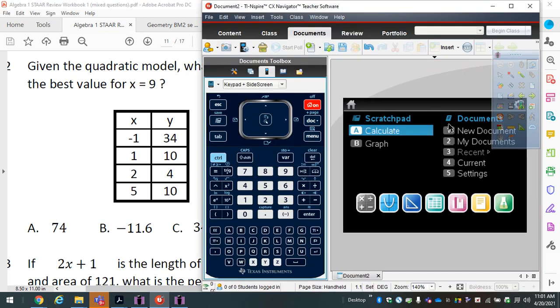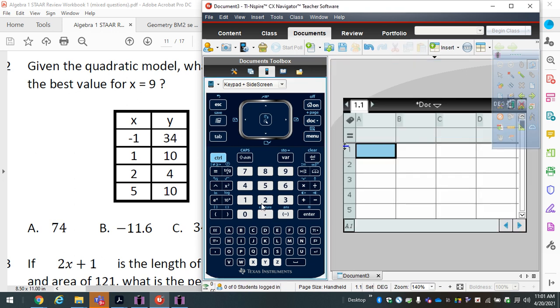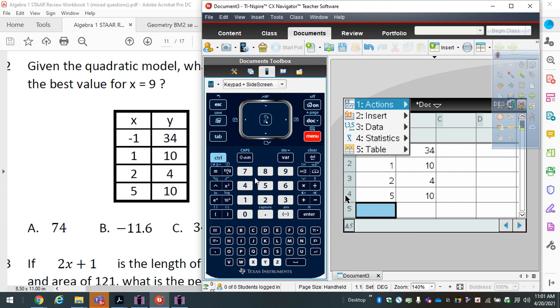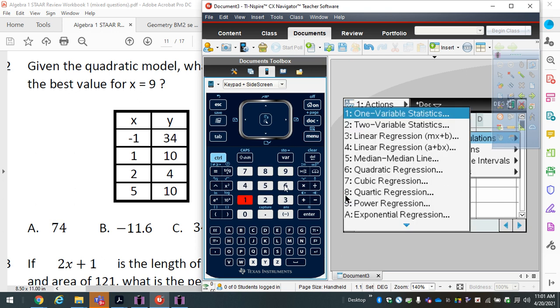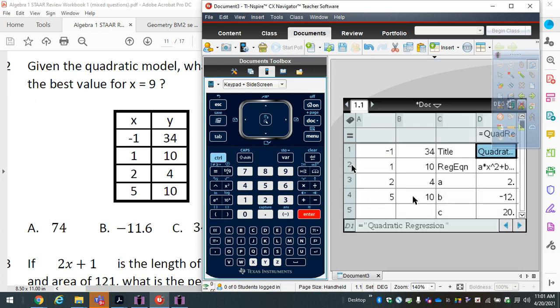So basically, turn it on. Do not save it. This is in spreadsheets. I want to type in these numbers. Negative 1, 1, 2, 5, over here 3, 4, 10, 4, 10. Come on here, menu, 4, 1, 6, quadratic regression, B, Control T, and enter.